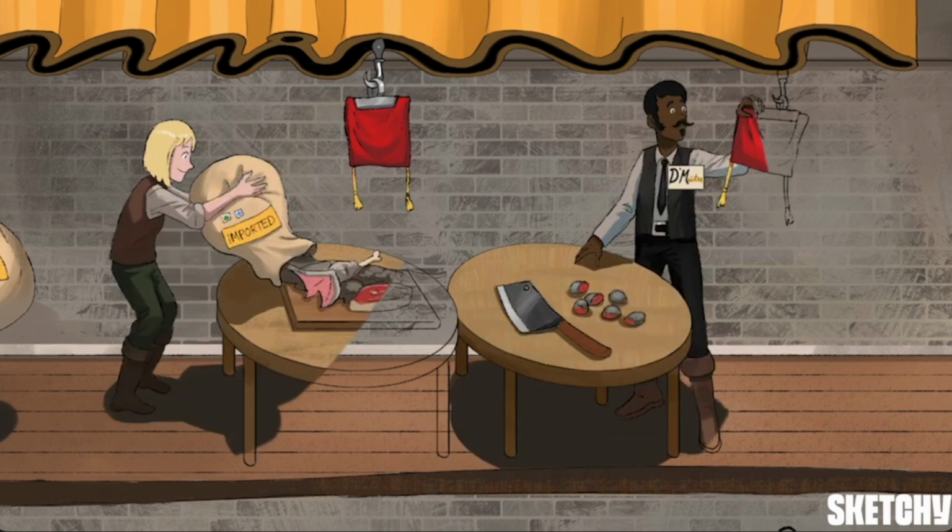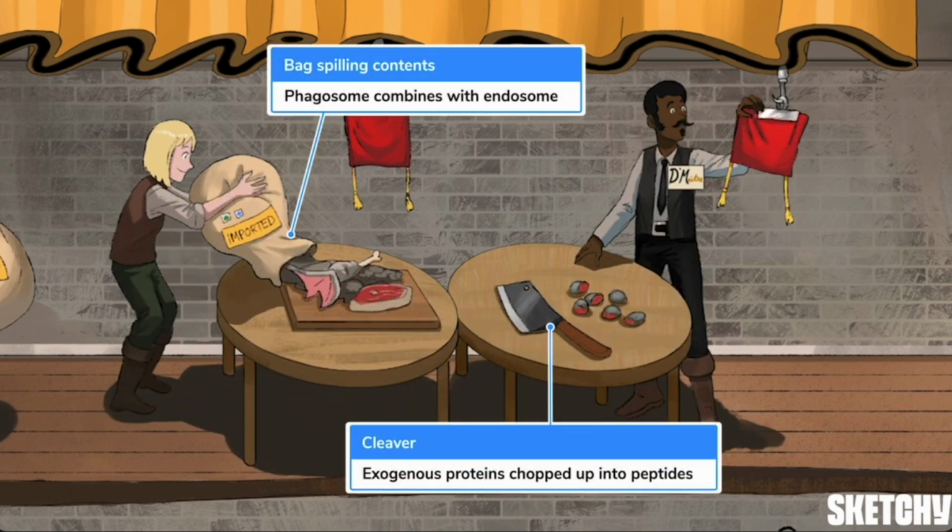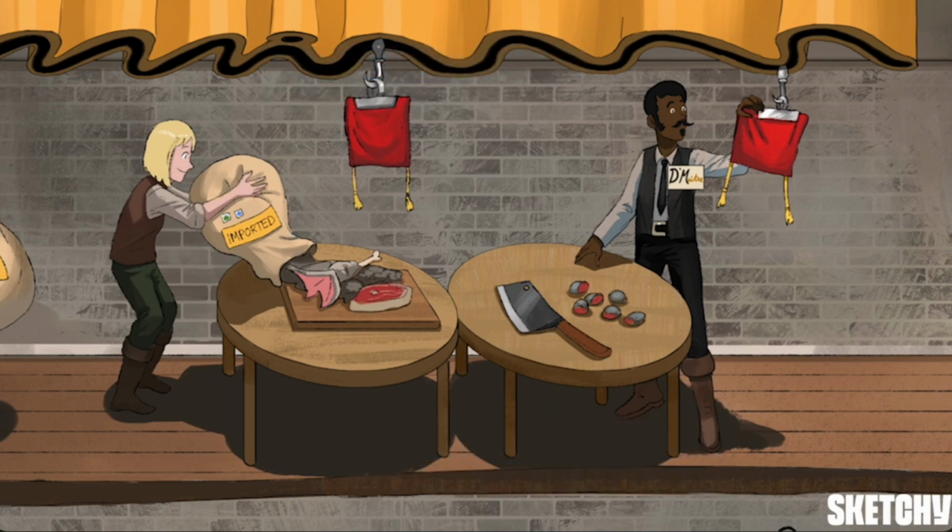Meanwhile, the phagosome sac has spilled its imported dragon meat onto the cutting board, where the cleaver is chopping it up. This symbolizes the action of the phagosome combining with the endosome, the place where the exogenous proteins are chopped into bite-sized peptides. So tender. Supervising the finale of this process is the D-maître.